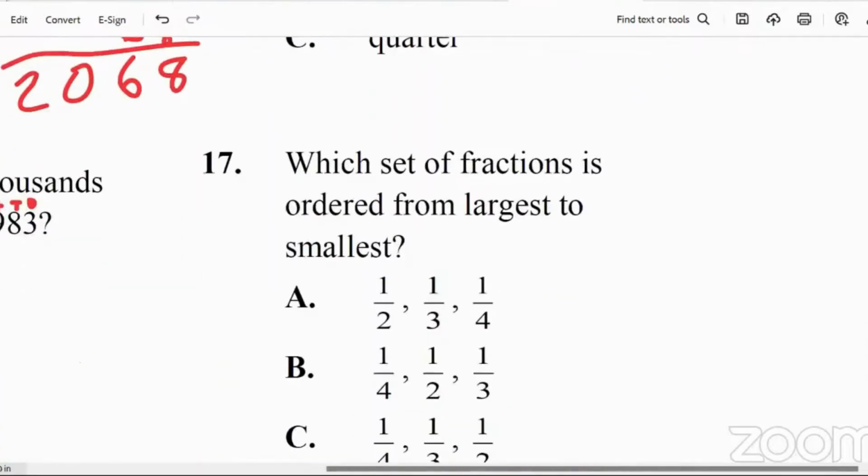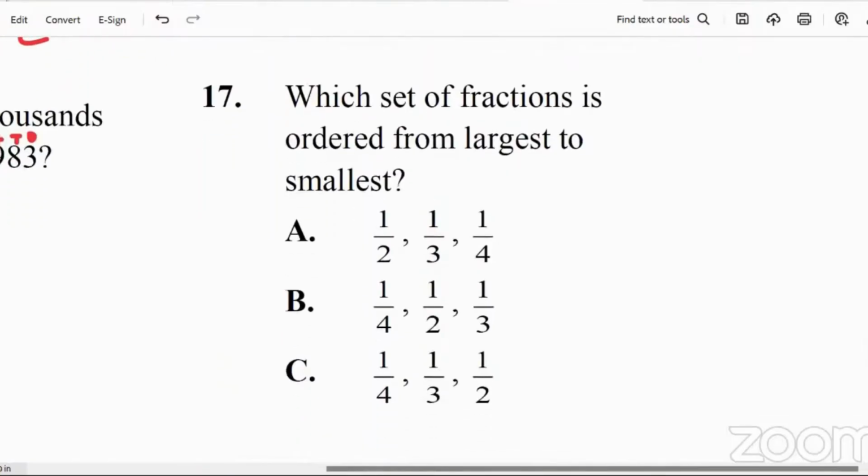Okay, question 17. And this was a question that came on the paper, but notice in this one though, if you look back at the 2021 paper, these same fractions appeared. However, in that question, they wanted you to order the fractions from the smallest to largest. In this question, they're asking you to order the fractions from largest to smallest, which is the opposite of what was done before.